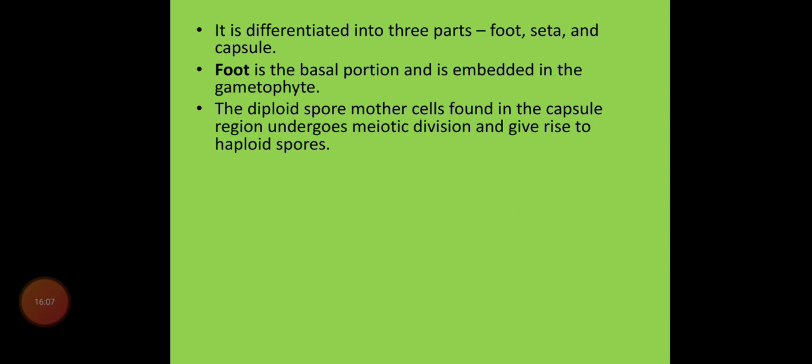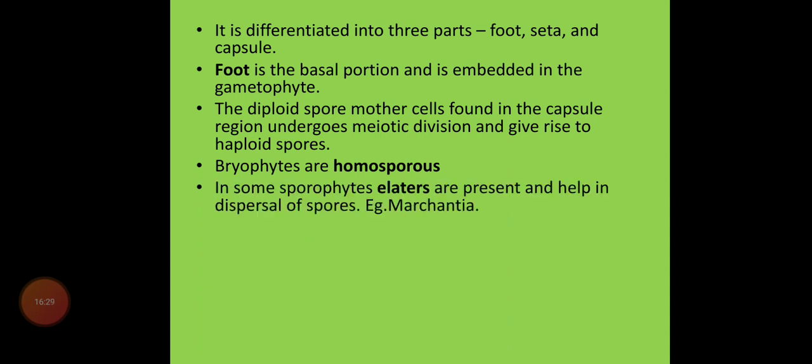It's a very, very important question. Bryophytes are homosporous. They produce only one kind of spores. Some, as we learn about the pteridophytes, show two different kinds of spores. That's why they are called heterosporous. Pteridophytes are heterosporous, but bryophytes are homosporous because they produce only one kind of spores.